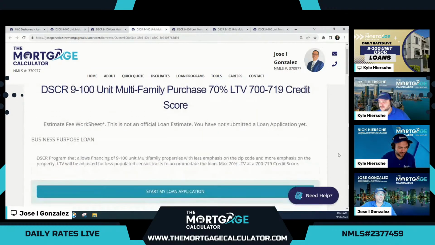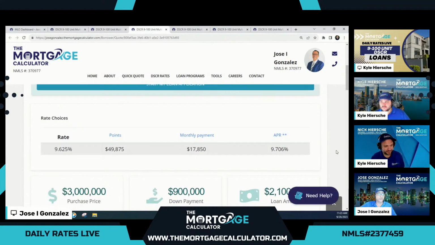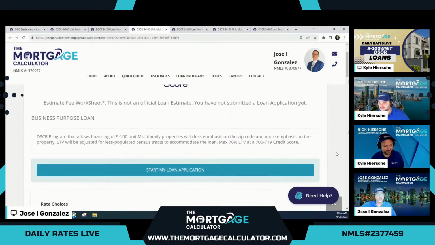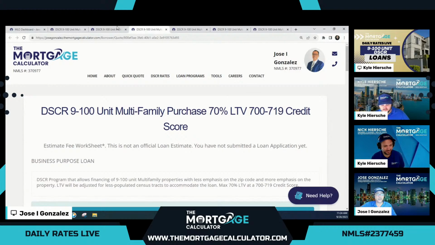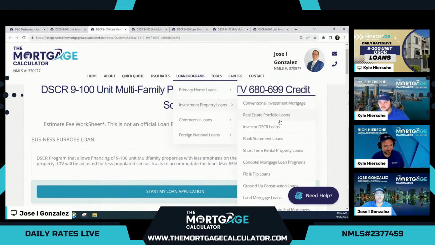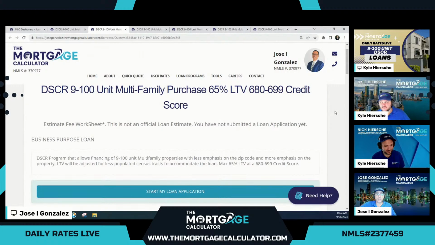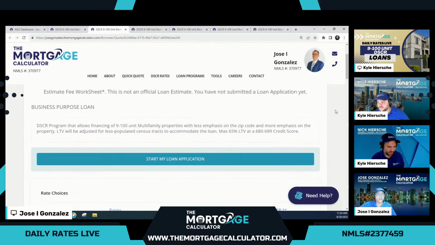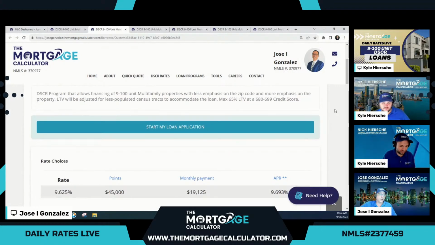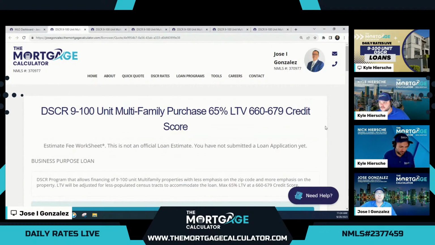So now at 70% LTV, our loan amount does drop to $2,100,000. Our cost is a little bit higher, but numbers-wise it's lower because our loan amount is a little bit lower. But we're able to do 70% LTV with a 700 to 719 credit score. Once we drop below 700, the LTV does drop to 65%, which is the max they will do, for 680 to 699. Again, same rate, so your cost is about the same points-wise because now you've dropped down to 65% LTV. And our last example, 660 is the minimum credit score, but you can still get 65% LTV.